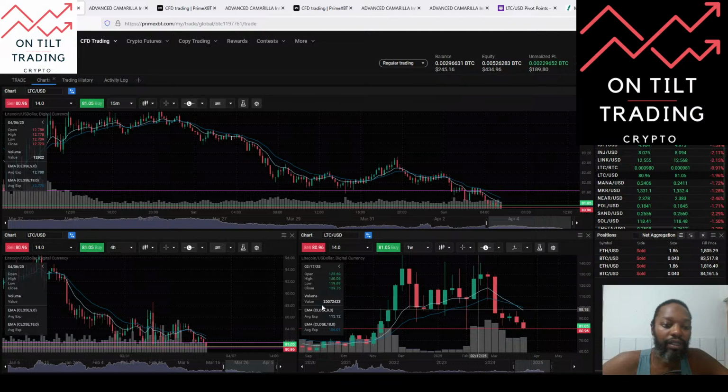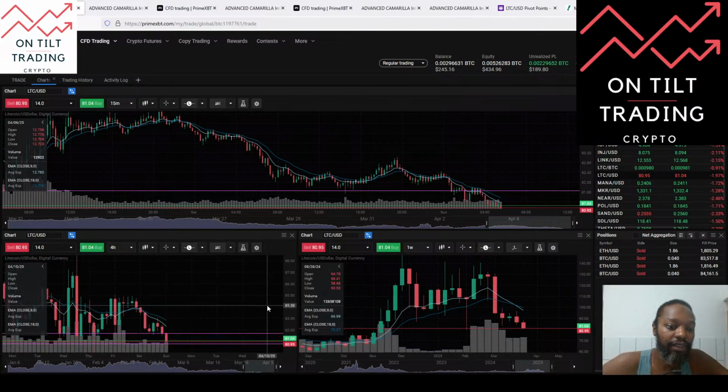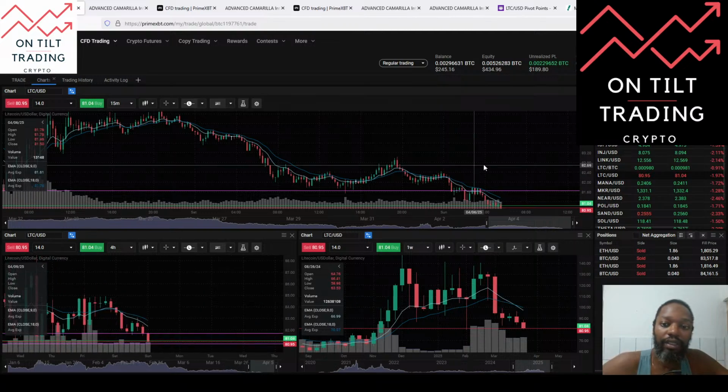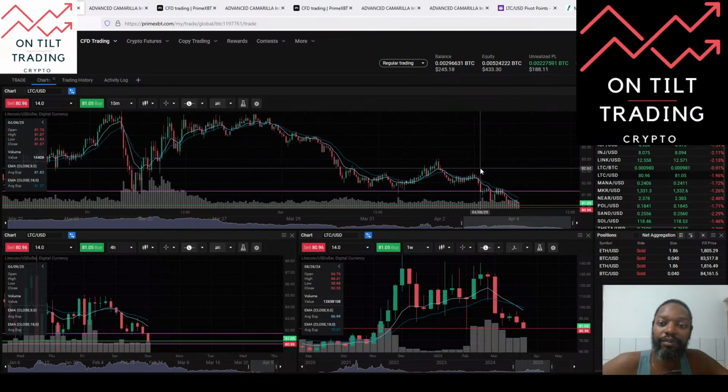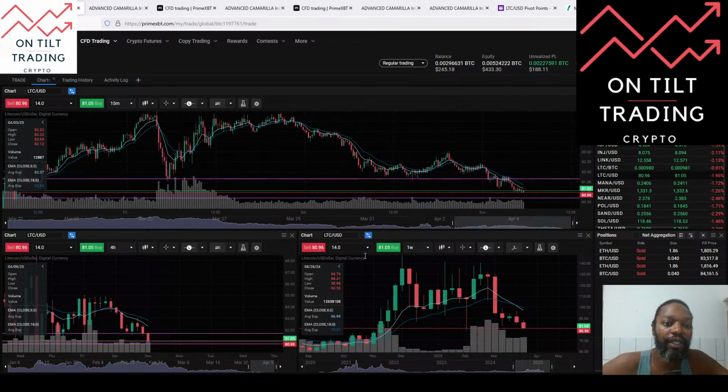Litecoin is still in the process of setting up, potentially. It's not set up for me entirely right now, but I'll show you what I'm seeing, which is similar to what I'm seeing on Chainlink. So on Litecoin, this is the Camarilla Pivot S3. This is Camarilla Pivot S4.